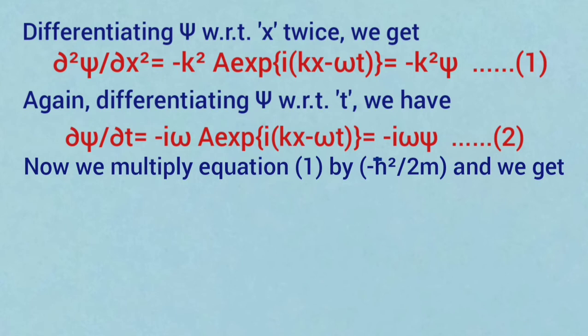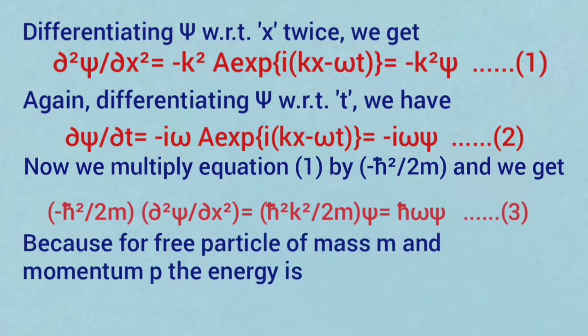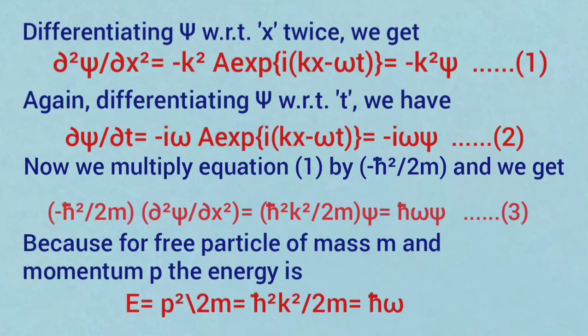Now we multiply equation 1 by minus h bar squared by 2m and we get minus h bar squared by 2m del squared psi by del x squared equal to h bar squared k squared by 2m into psi equal to h bar omega into psi. This equation is denoted by number 3, because for a free particle of mass m and momentum p, the energy is E equal to p squared by 2m equal to h bar squared k squared by 2m equal to h bar omega.